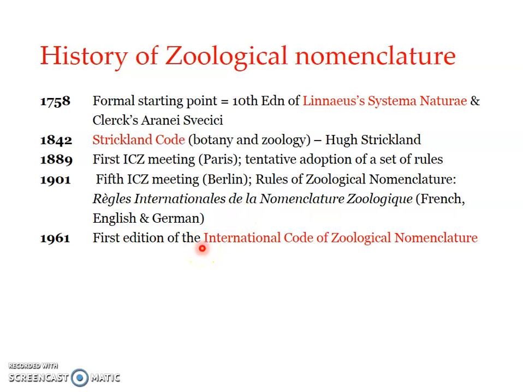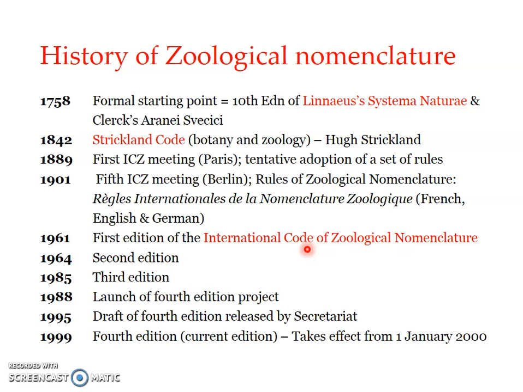In 1961, this particular code was replaced by the first edition of the International Code of Zoological Nomenclature. A second edition was published in 1964, which incorporated amendments adopted at Washington in 1963. So there was a meeting in Washington in 1963, and amendments were made to the International Code of Zoological Nomenclature, which was first proposed in 1961.